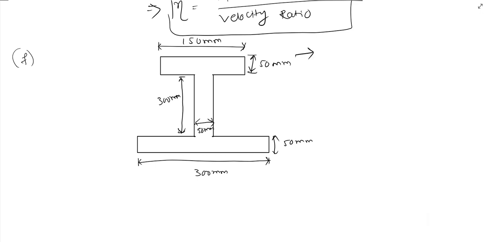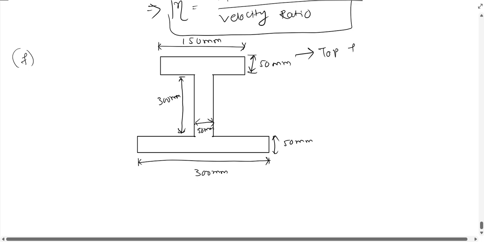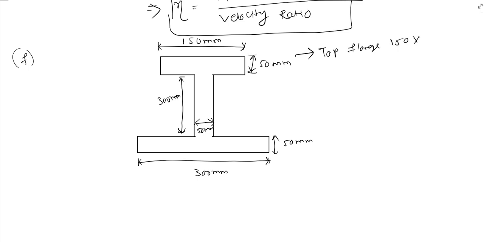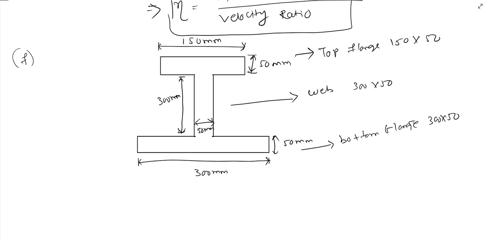This is the top flange whose dimension is 150 into 50 mm. This is the web whose dimension is 300 into 50 mm. This is the bottom flange whose dimension is 300 into 50, and we have to calculate the centroid.